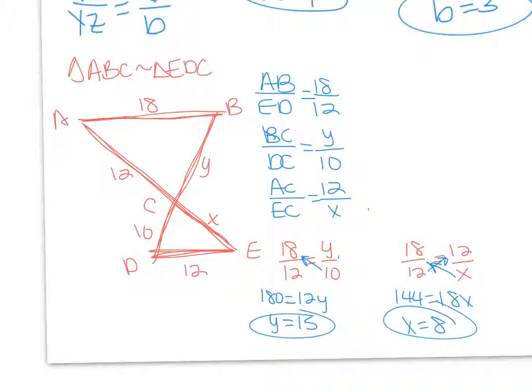So we have these three ratios. If I set 18 over 12 equal to y over 10, solve for y, we should get y equals 15. And then if I set 18 over 12 equal to this last ratio here, 12 over x, we should get x equals 8. Did anybody not get those? Not sure why? Questions on how we got any of those?